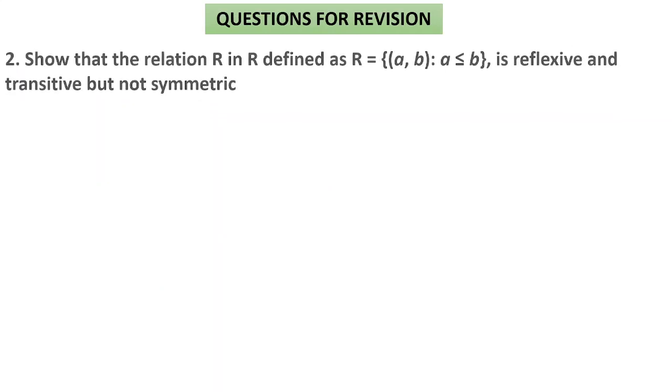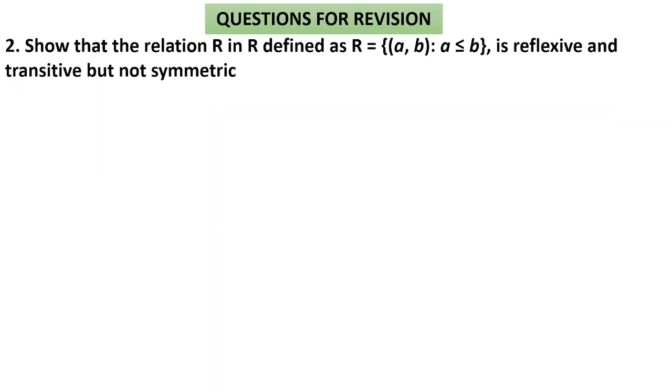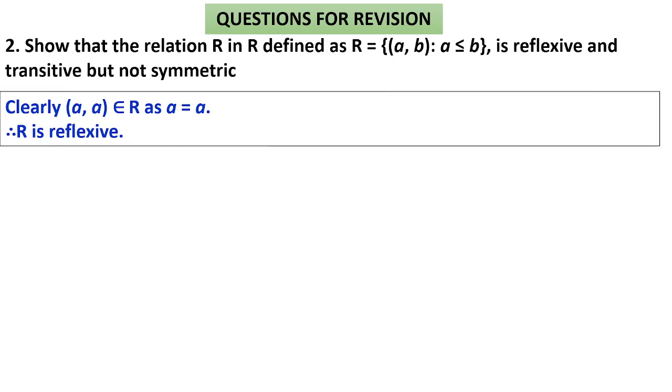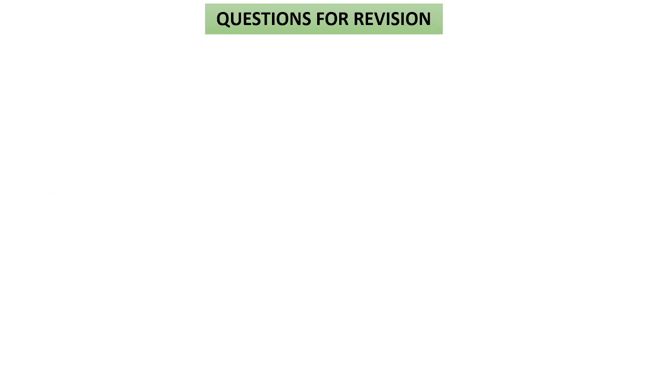Well, let us move on to the next question. Show that the relation defined as R is equal to {(a, b): a less than or equal to b} is reflexive, transitive, but not symmetric. Here they have given you to prove. Therefore, be careful. You have to prove reflexive, prove transitive, but not symmetric. Clearly, (a, a) belongs to R as a is equal to a. There a less than or equal to a is there. Therefore, R is reflexive.